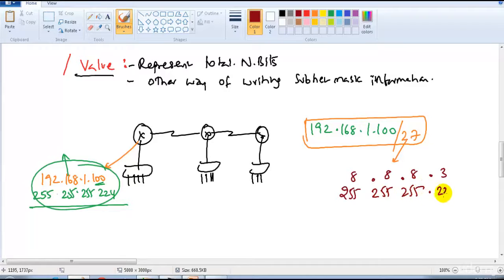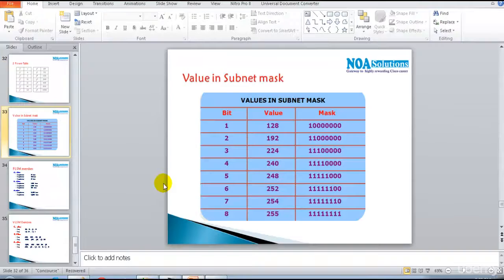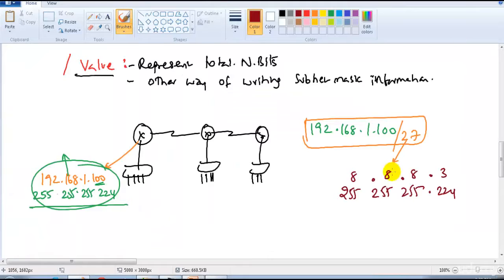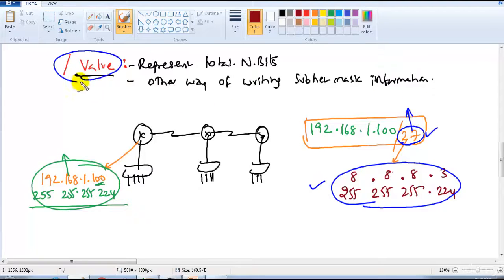If you add 3 bits, how much will it be? If you are going to add 3 bits, it's going to be 224. So you're going to write the same thing. If you see, there is no difference if you write like this or like this. But in the documentation you will see more in this format.